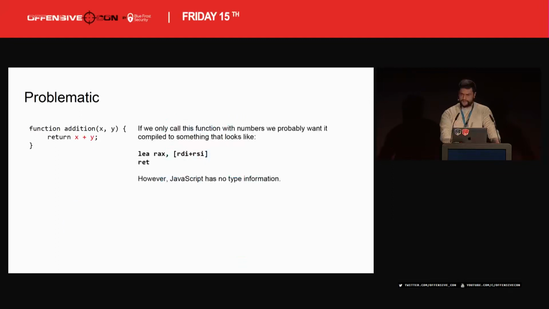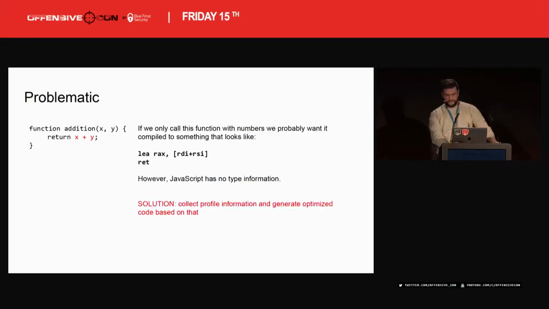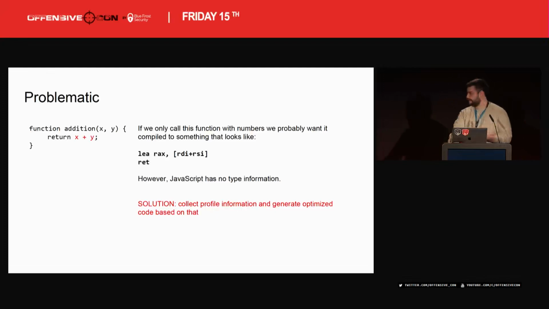The realization is that if we have this addition function and we only call it with integer values, we probably want something close to what I have on the right, which, assuming the 2 parameters are in RDI and RSI, just adds the 2 into the return register and then returns. So 2 assembly instructions, but we don't have type information. We don't have anything that tells us these are going to be integer values. The solution to that is called profiling. Whenever you run in the interpreter, you gather profile information about the type of parameters and such, and that allows you to do some optimization.